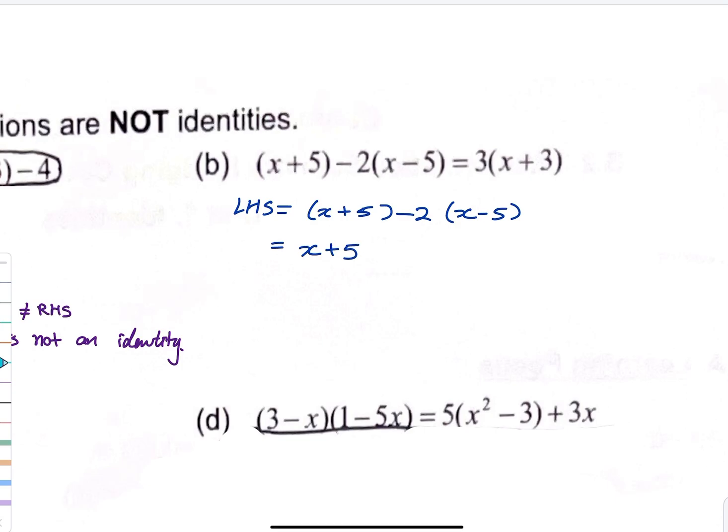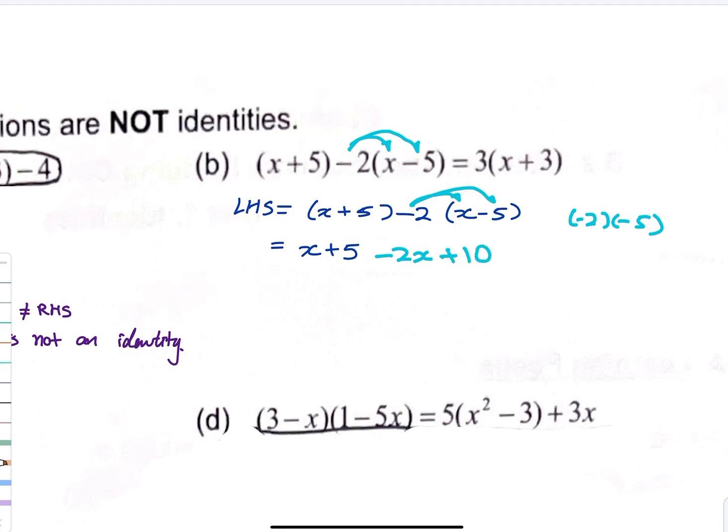And then the next one, you have -2. So that comes in, that comes in. -2 times x, you will have -2x. -2 times -5, negative becomes positive. And then 2 times 5, 10.